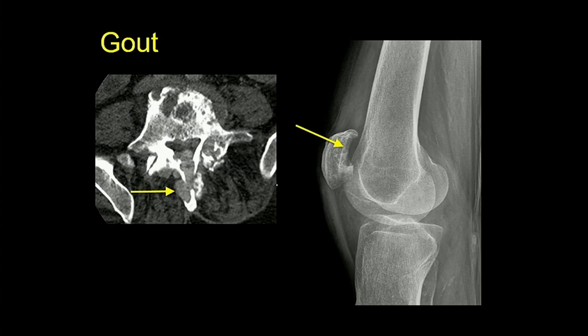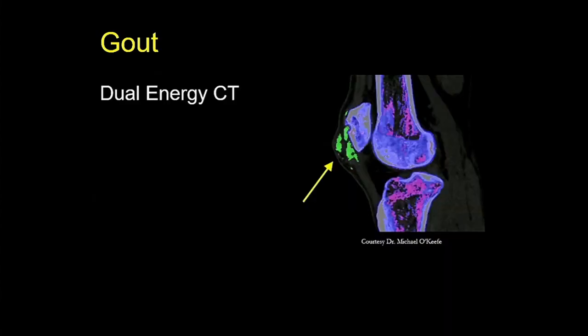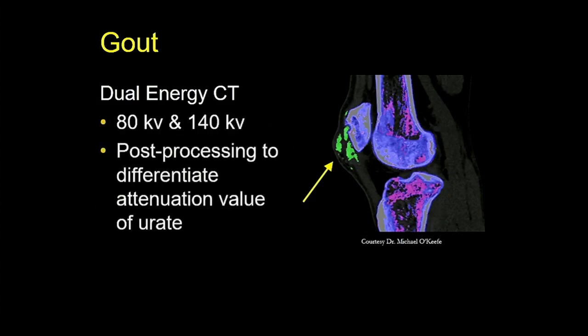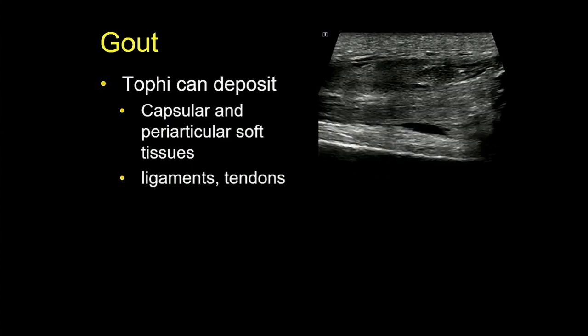So that's the giveaway. You can use dual energy CT if you have that available to you to help with the diagnosis, although it's not always necessary. That uses two energies of CT, of KVs, and post-processing is performed to differentiate the attenuation values. And in this particular case, the green is the gout deposits just in the patellar tendon.